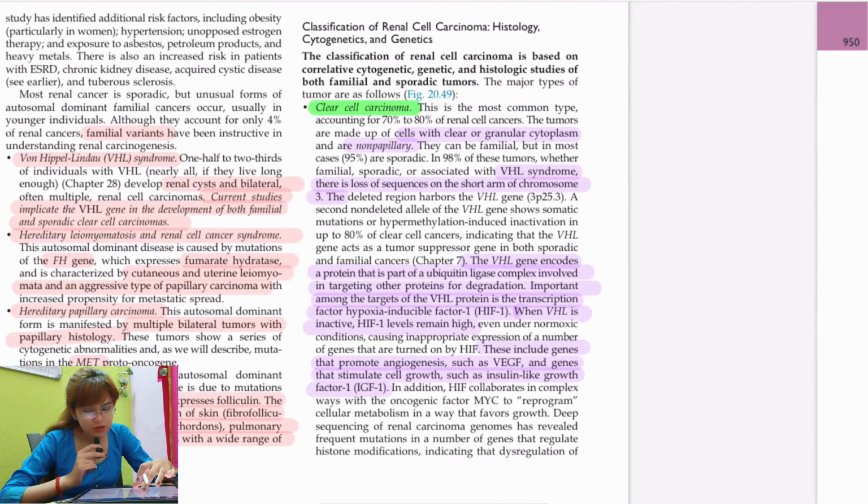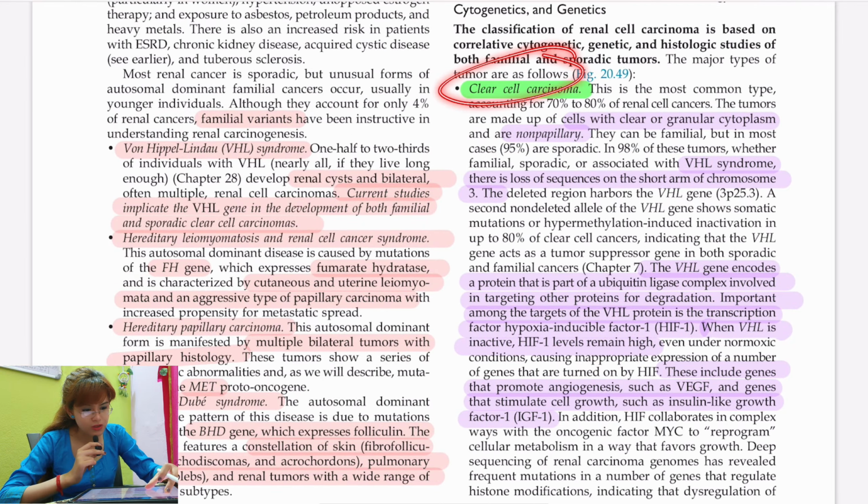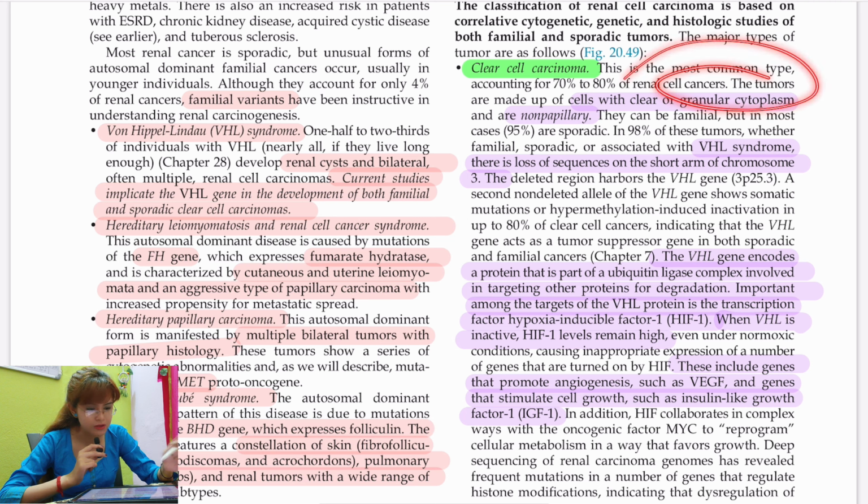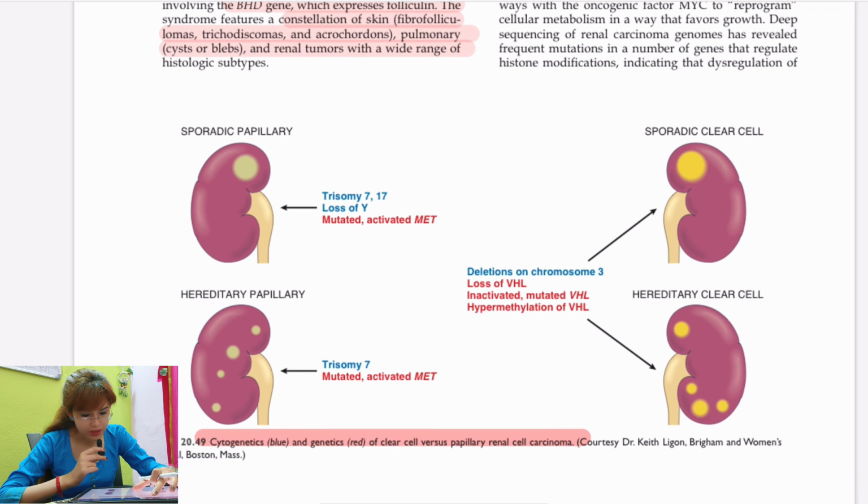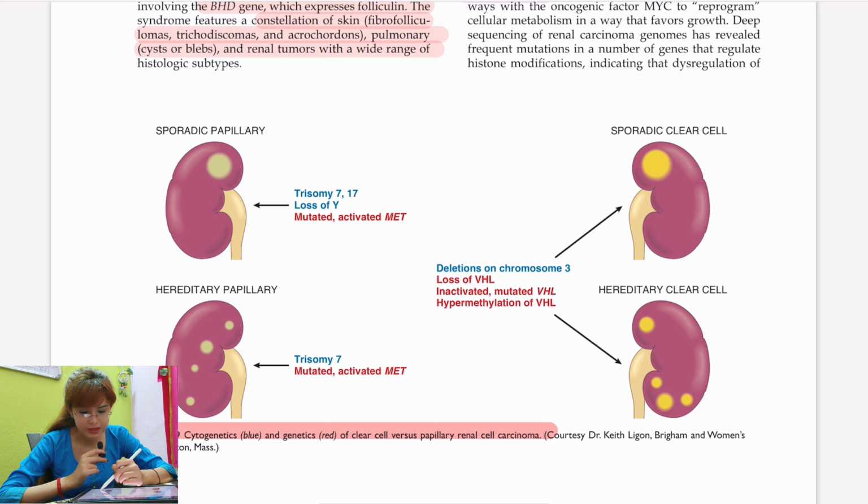Now coming to these individual points, clear cell carcinoma, as I mentioned, they have a clear to granular cytoplasm. VHL gene 3p is involved. A very important image. These cytogenetics are given over here. This can be very well asked for the MCQs.